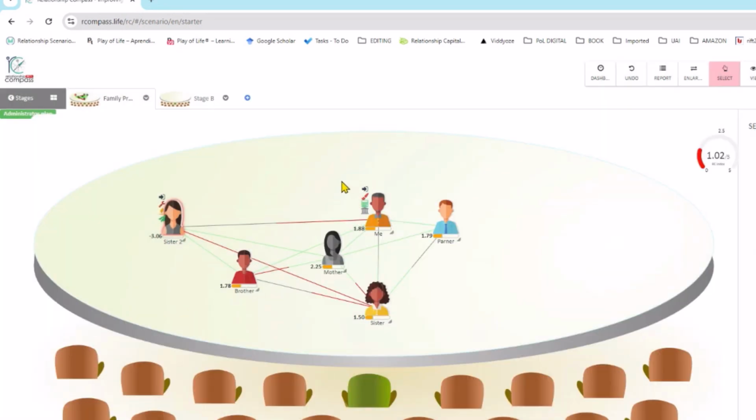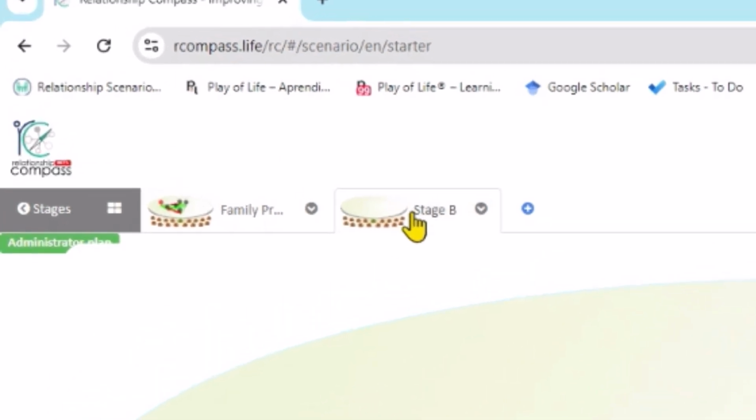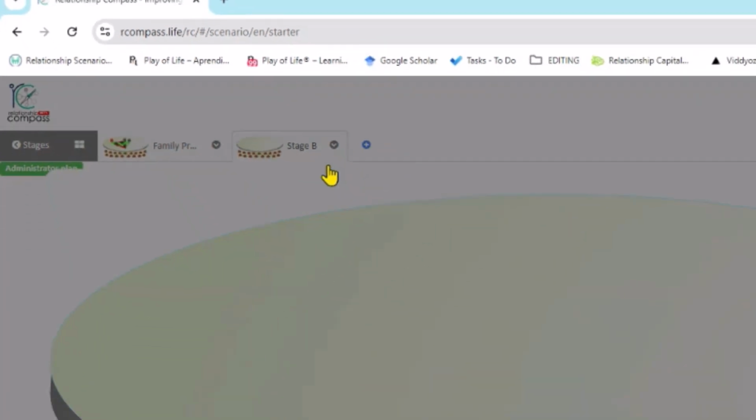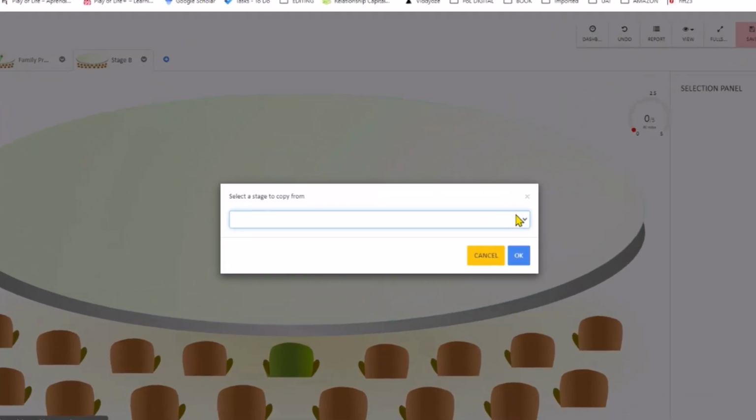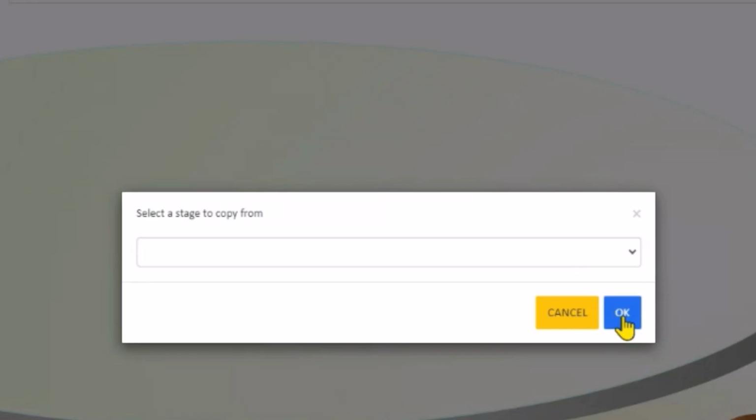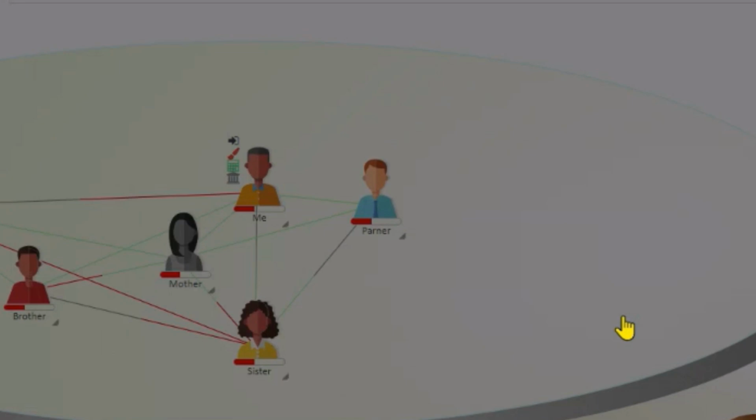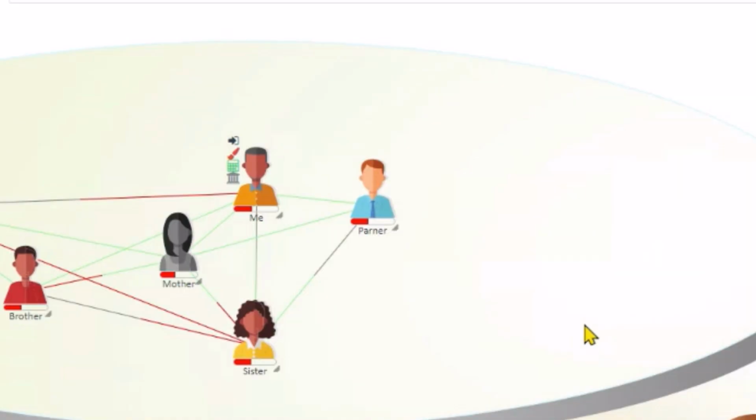Now I like to invite you to look at this relationship to go to stage two. We're going to have a stage two, and I'm going to copy the other stage from here. I press, you can see, the blue button that says stage, copy from the family present. So I'm going to replicate the same stage.